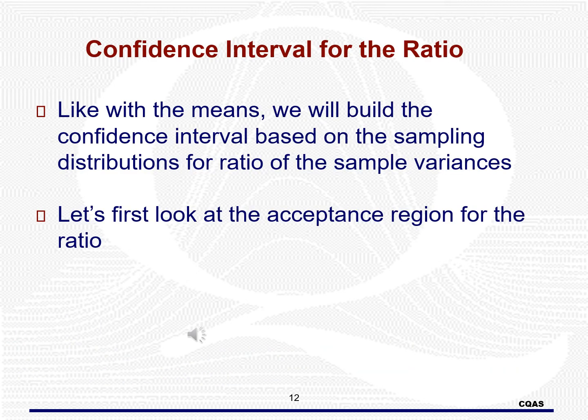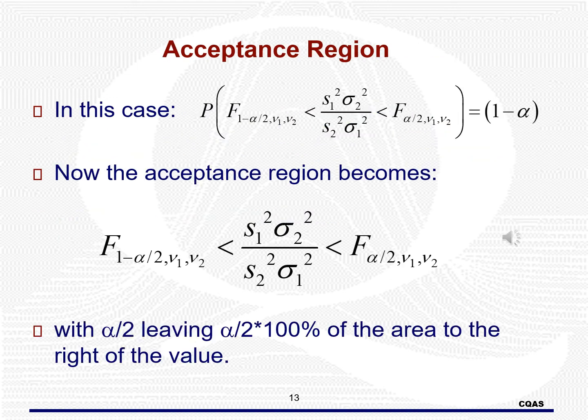Just like with the means, we can build a confidence interval for the two-sample situation. We will do this by working from the sampling distribution of the ratio. Let's start out by looking at the acceptance region. For this situation, we can get the probability statement from the slide. We will use this to get the acceptance region. We do this by removing the probability operator. Now that leaves us with the acceptance region. We can rearrange things to get only the ratio of the population variances in the middle.